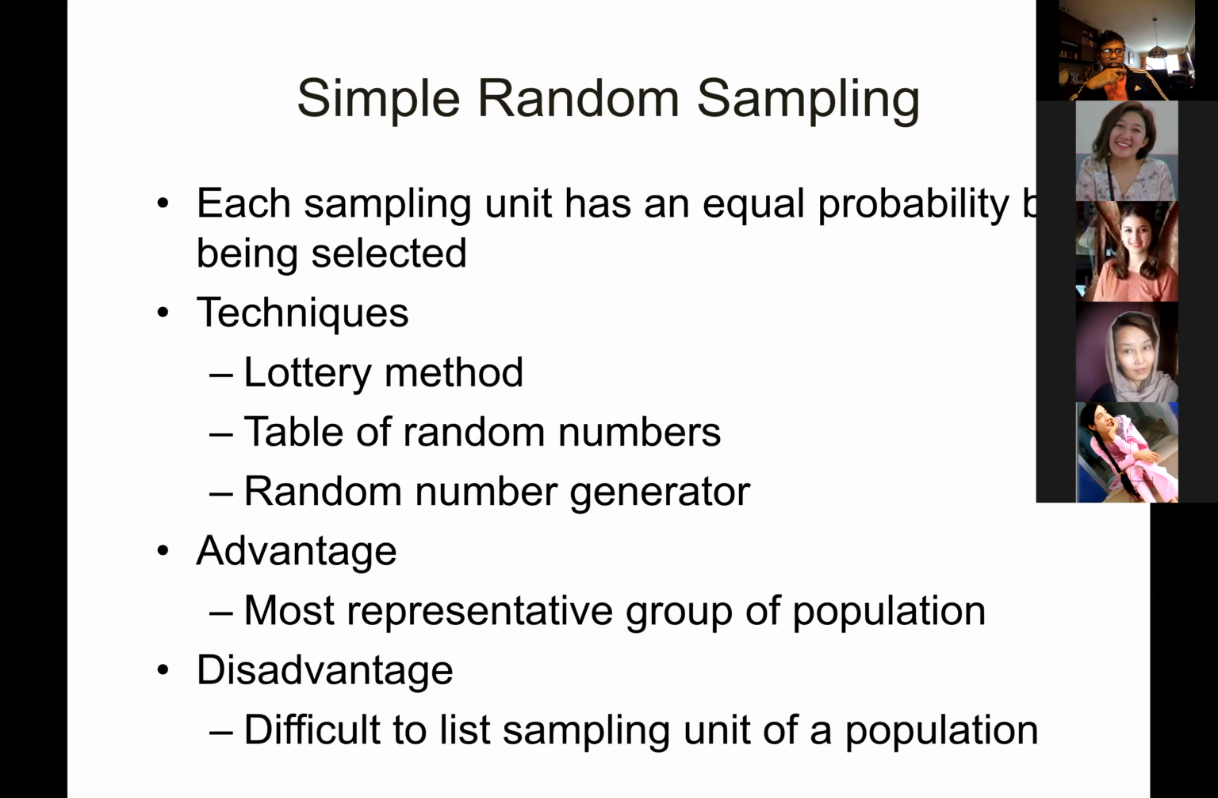So, techniques of doing simple random sampling: you have to have a list, and then you either do a lottery or random tables, or a random number generator through a computer or other software. They can give you the random numbers they generate, right?